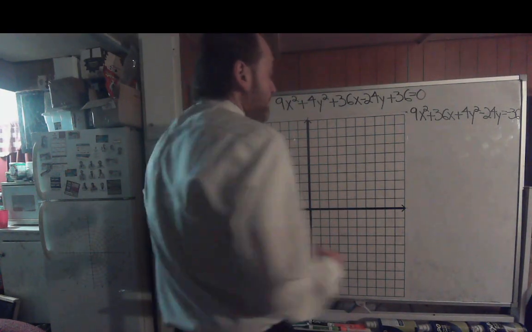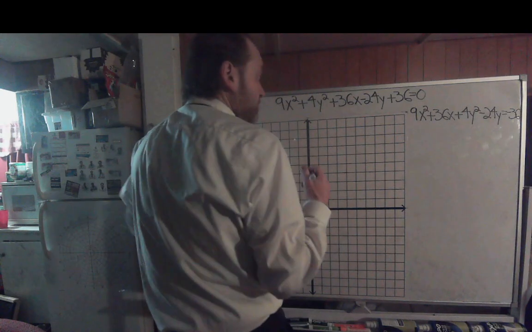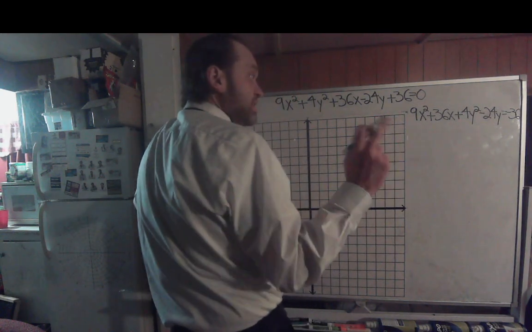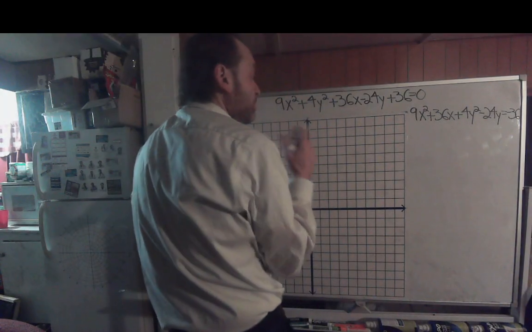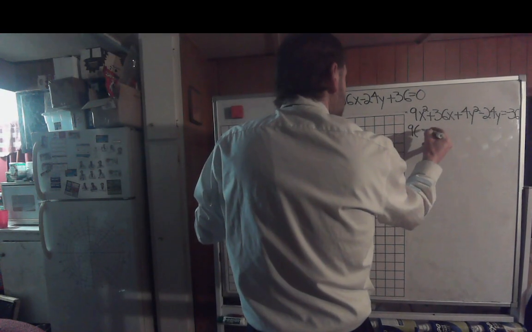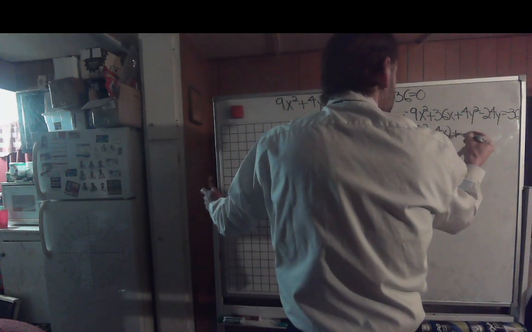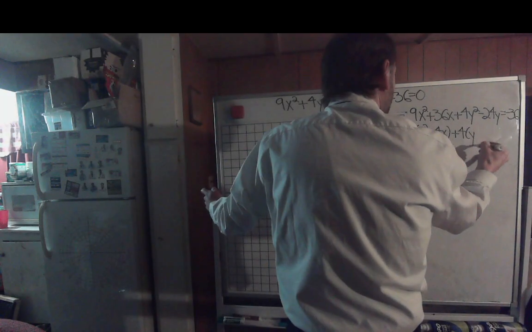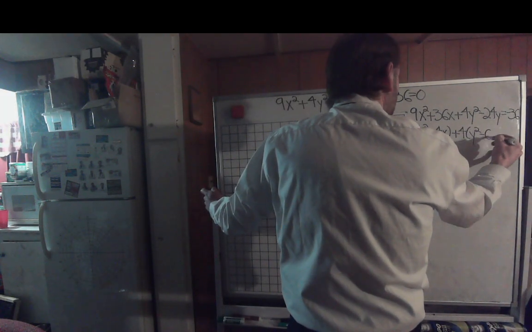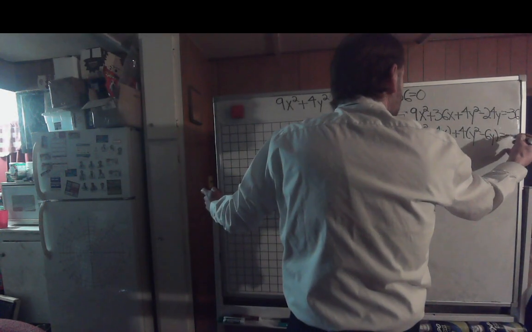Now, on your x terms, factor those. Factor out the constant only. Don't factor out the variable with it. You would end up with 9 times x squared plus 4x. And then do the same with your y. Factor out only the constant. Plus 4 times y squared minus 6y equals negative 36. There's a reason for this, okay?